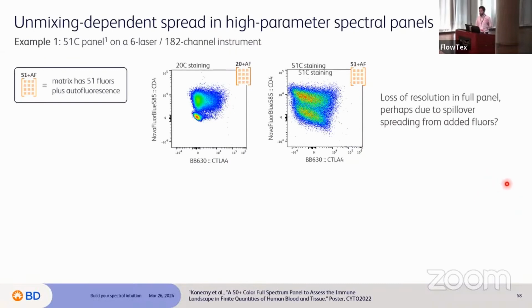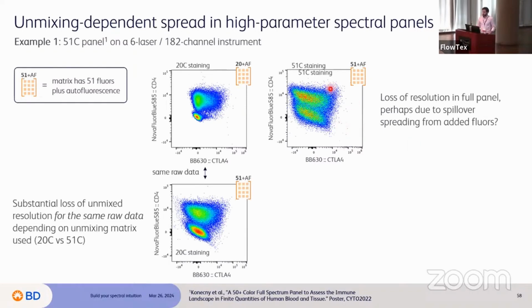So our collaborators were trying a couple years ago to do a 50 color panel. And when they went from a 20 color staining with their backbone panel to the full 51 colors, they saw this kind of catastrophic loss of resolution. And you might say that that was due to spillover spreading from all those extra fluorophores, which is totally reasonable. But in reality, they could take the same raw data from their 20 color stain and unmix it with the 51 color matrix and see again this huge loss of resolution purely from the mathematics of that spectral unmixing process.